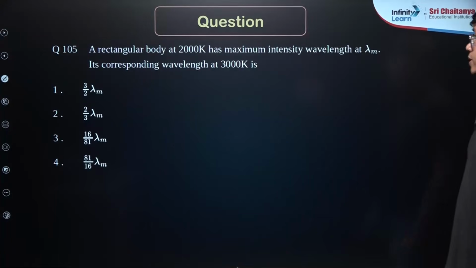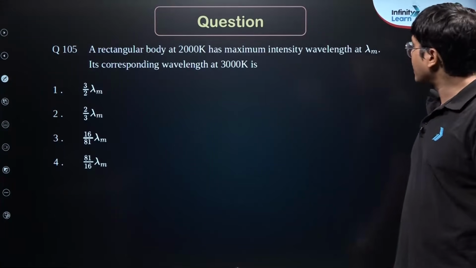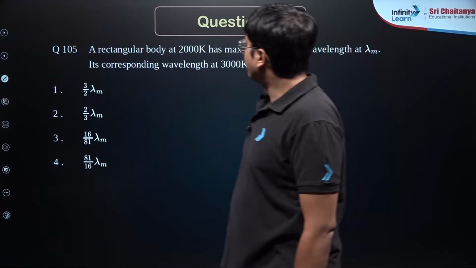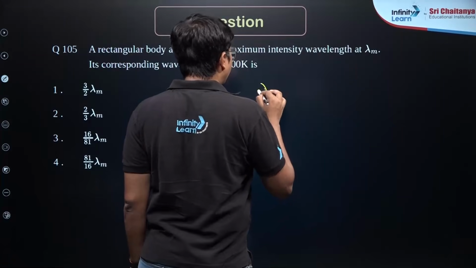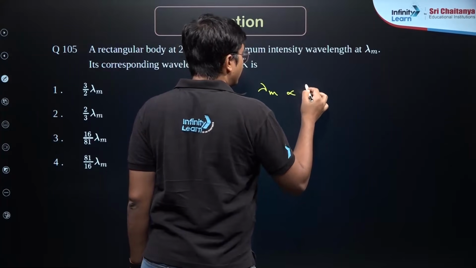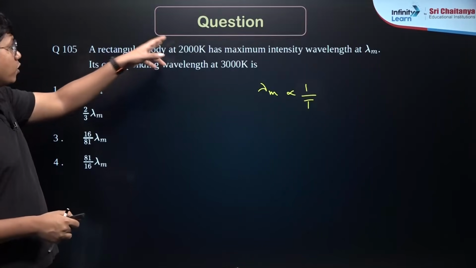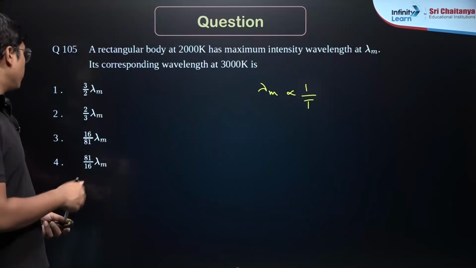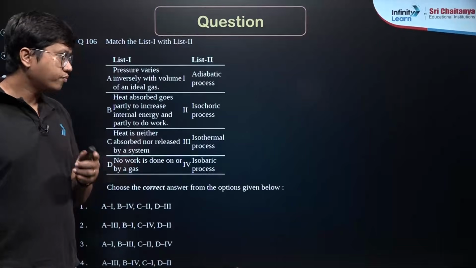Okay. This one says a black body at 2000 Kelvin has a maximum intensity wavelength at lambda m. Its corresponding wavelength at 3000 Kelvin is what? We go by Wien's displacement law. We know lambda m is inversely proportional to the temperature. So just based on that, if at 2000 it was lambda m, there it would be 2/3 of this. If you plug in the values, you will get option 2.